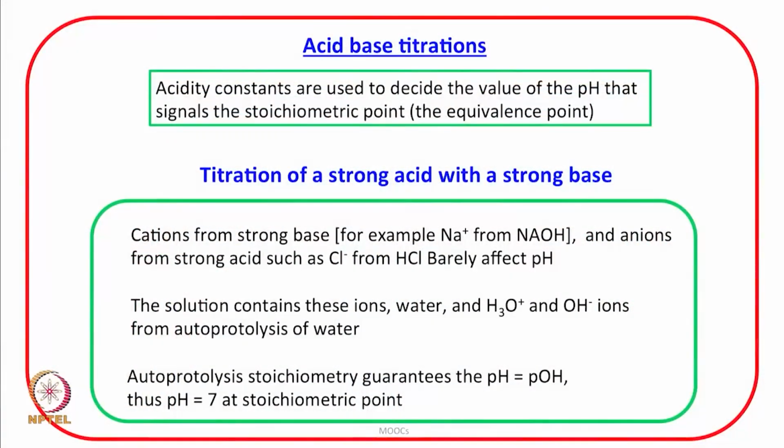And let us go back to the slide. Autoprotolysis stoichiometry, in this case, guarantees that pH is equal to pOH. That means, when we are titrating a strong acid with a strong base at the equivalence point, pH will be equal to pOH, and that means the pH we are talking about is equal to 7 at the stoichiometric point. And as I said, the stoichiometric point I am referring to as the equivalence point.